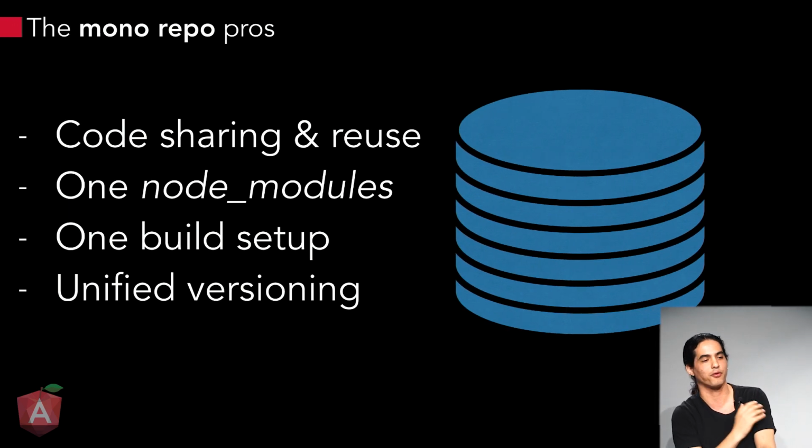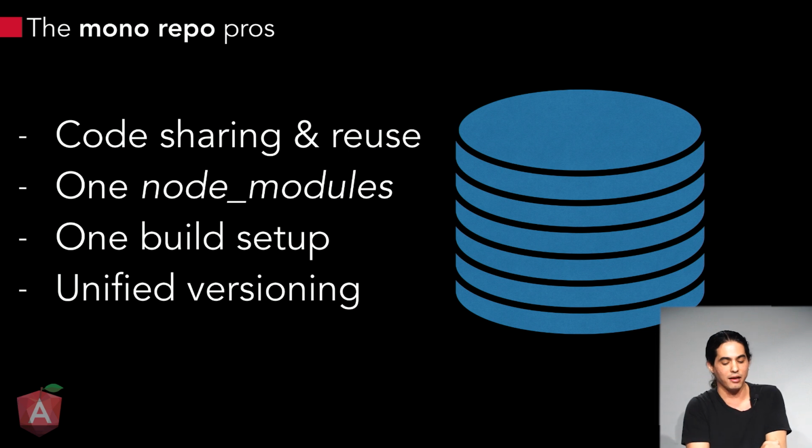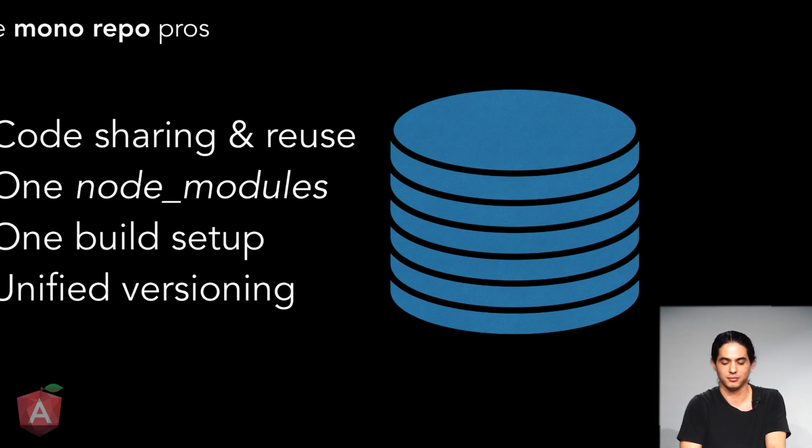So the advantages of creating a monorepo is basically code sharing and reuse, one node modules, one build setup, and unified versioning. If I've got only one repo, every time you make a change, you need to test all of your other apps to see that you haven't broken something, and you need to push up a version. All right?